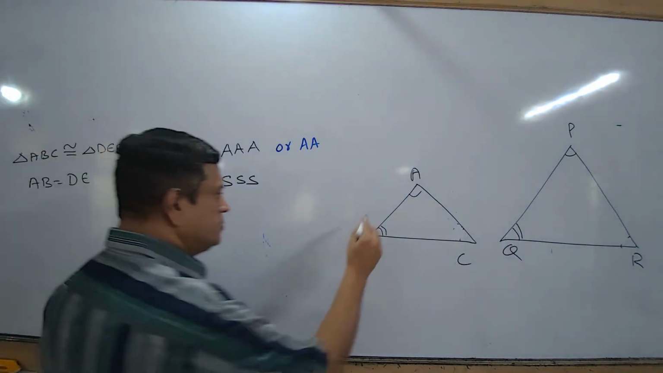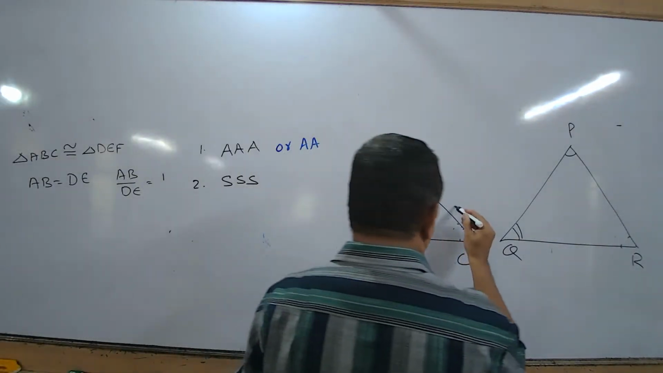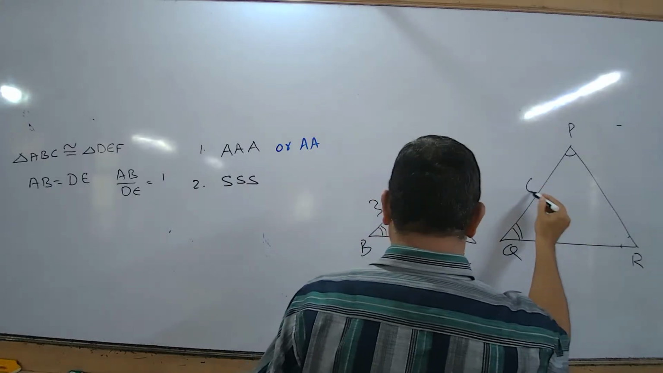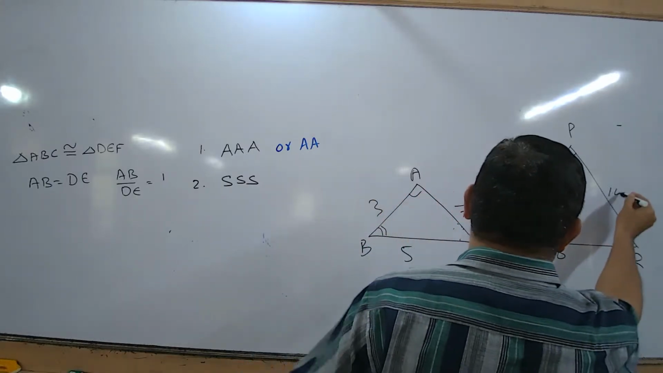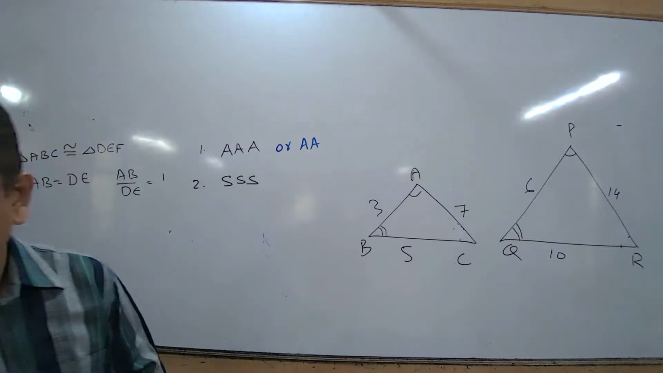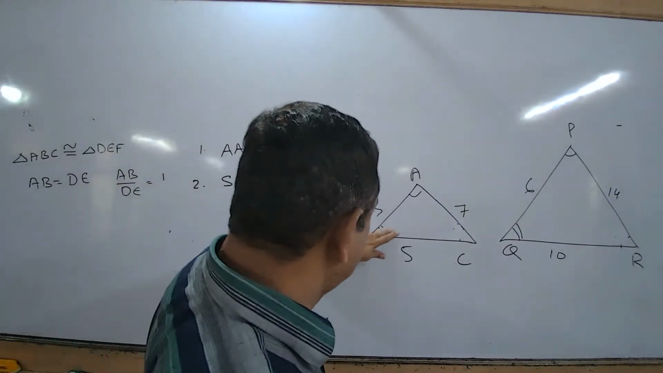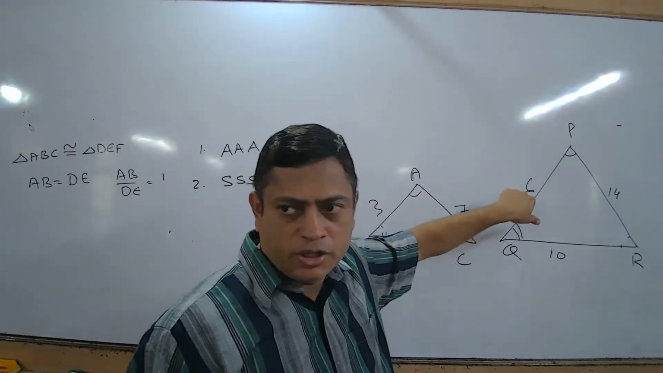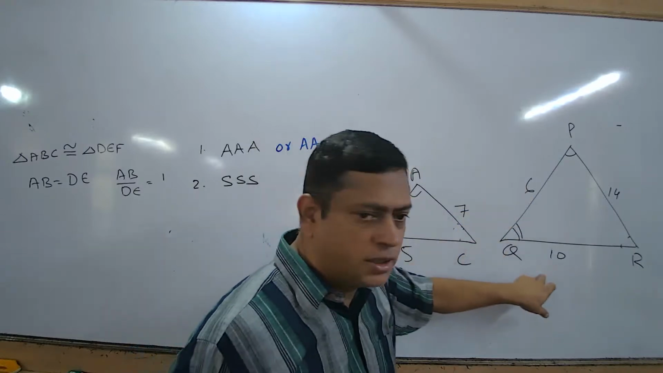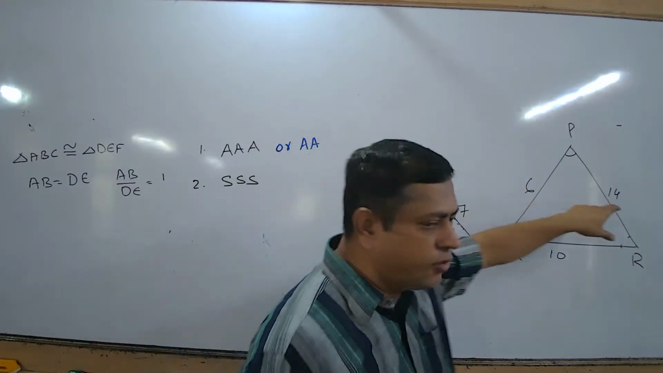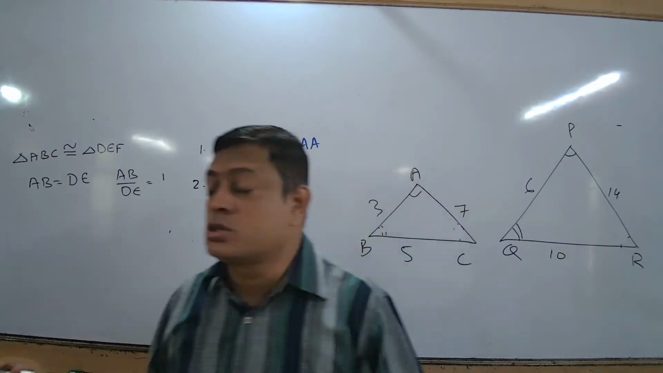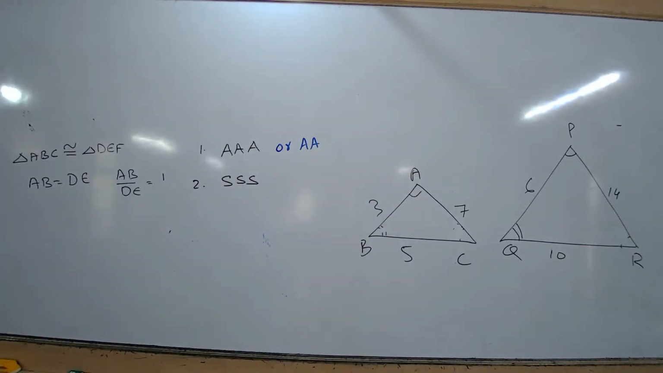Suppose it is given, are these two triangles similar? Yes, sir. Check the ratio. 3 by 6 is 1 by 2. 5 by 10 is 1 by 2. 7 by 14 is 1 by 2. All the ratios are equal. Therefore, these two triangles are similar. Understood or not? Okay. Now the last similarity.